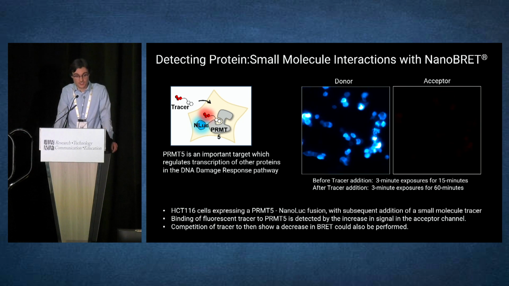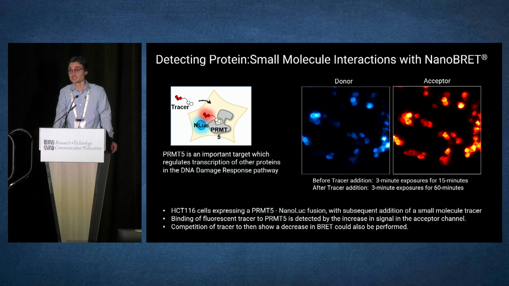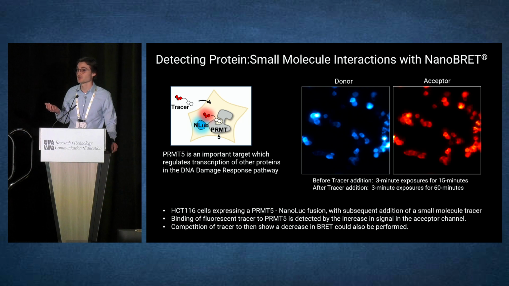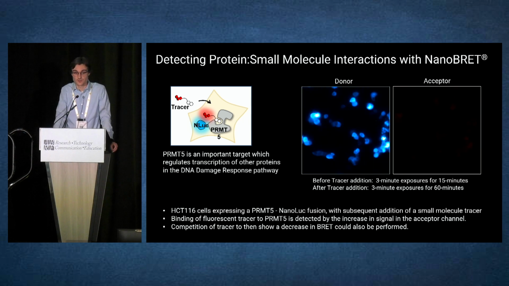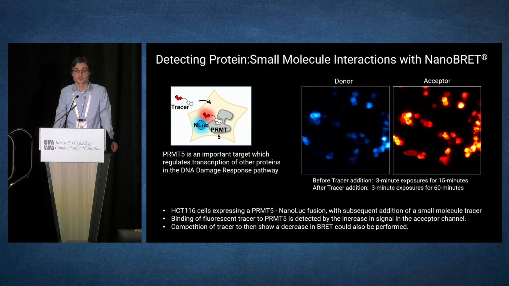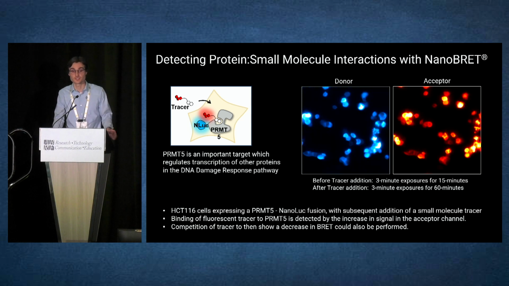And so the addition of your fluorescent probe binds to your tagged protein of interest, and you actually get the acceptor channel lighting up as these two are very close to each other. And so you don't actually have to use any sort of excitation light to get your fluorescent signal. The energy is transferred from the luminescent donor.